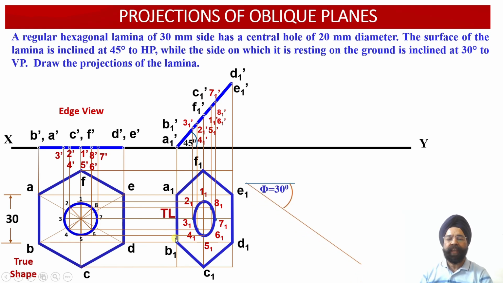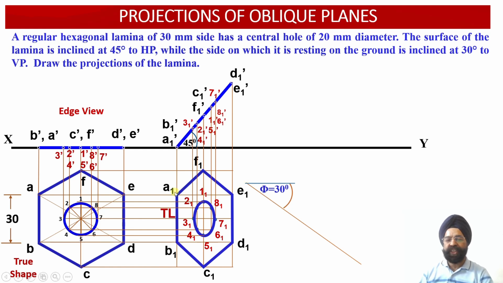Why is this the true length? Because this edge is lying on the horizontal plane, so it is parallel to the horizontal plane. So edge AB, since it is parallel to the horizontal plane, on the horizontal plane we have been able to obtain the true length of this particular edge.